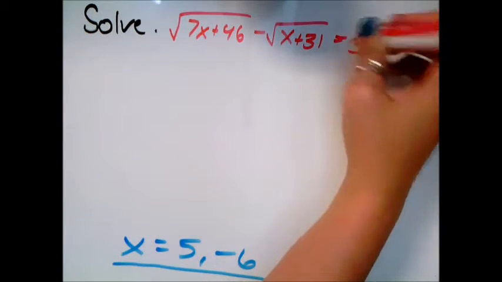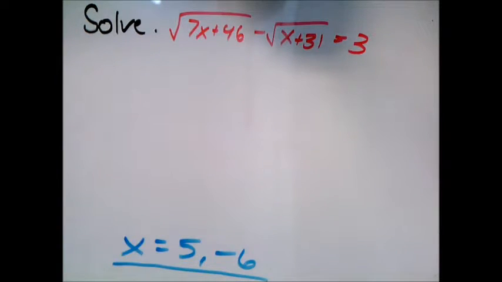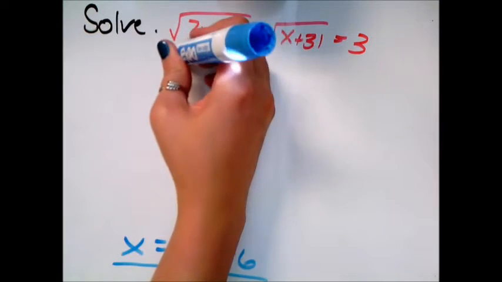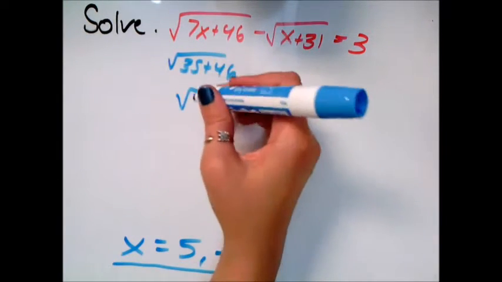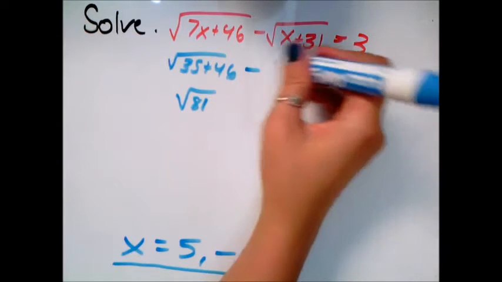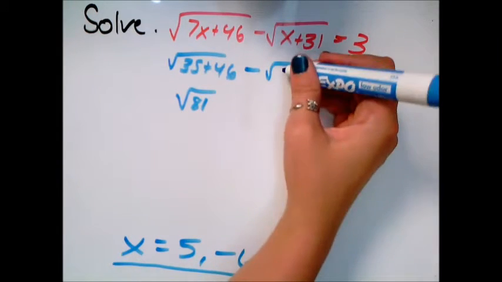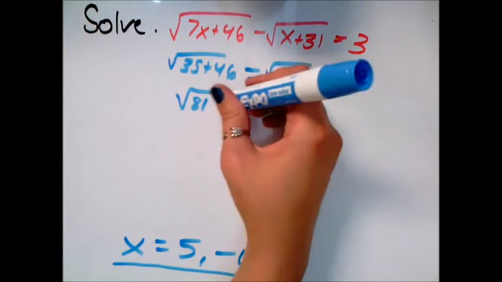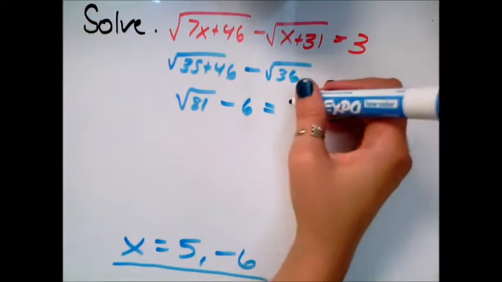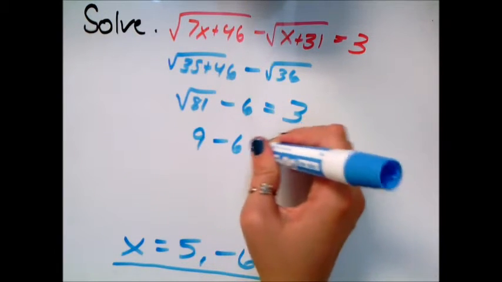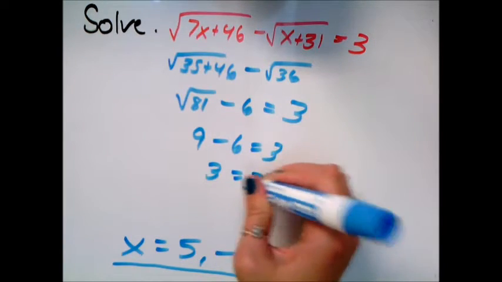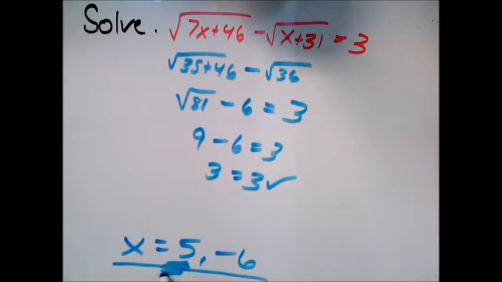So I'll take my original equation, seems like a long time ago since we had this. So take the original equation and we'll try 5. So if I put 5 in here, this will be 7 times 5, so square root of 35 plus 46, or square root of 81. And then here, this will be square root of 36, 5 plus 31. And over here, this is 3. So square root of 81 is 9. So 9 minus 6 equals 3. 3 equals 3. So it looks like this answer works.